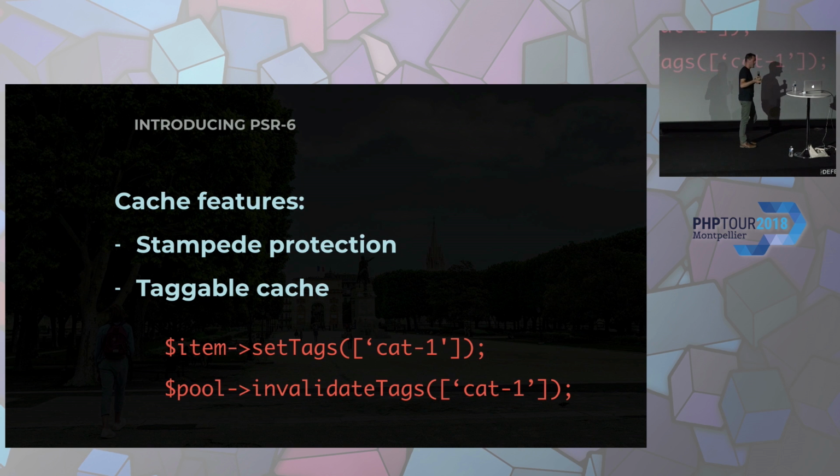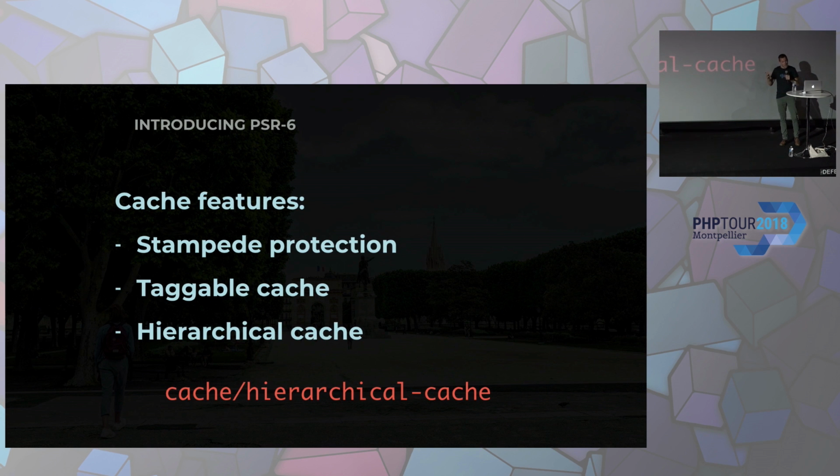And then you can tell the cache item pool to invalidate all items, basically to delete all items which are tagged category 1. You can add multiple tags to an item, because this is an array, or you can add the same category to multiple items as well.